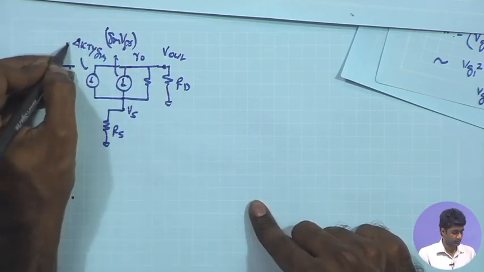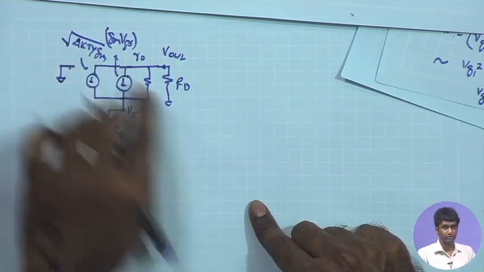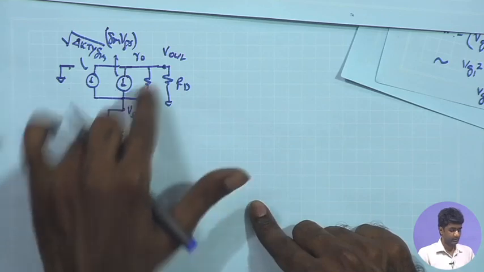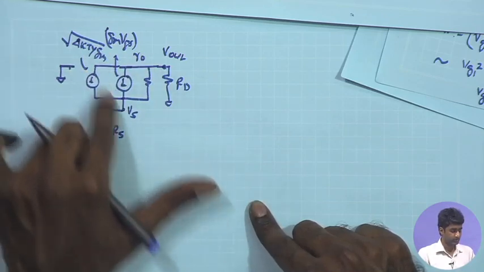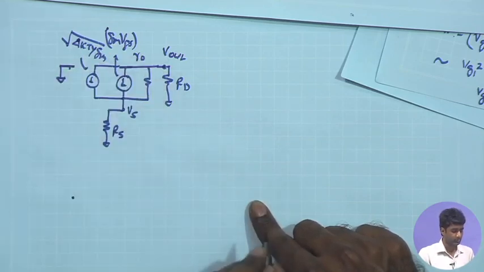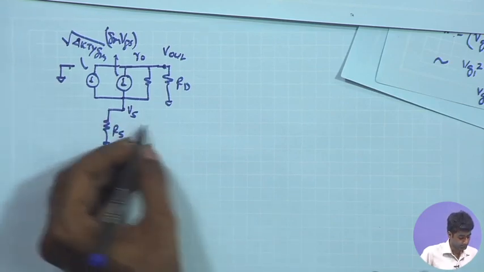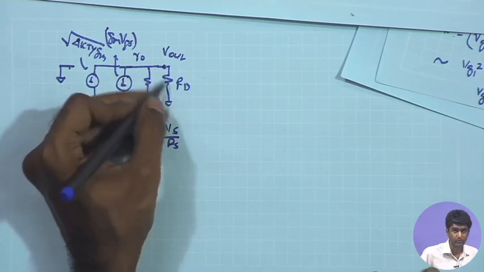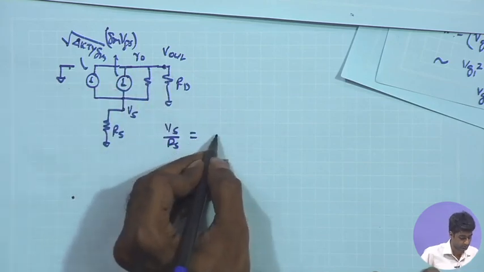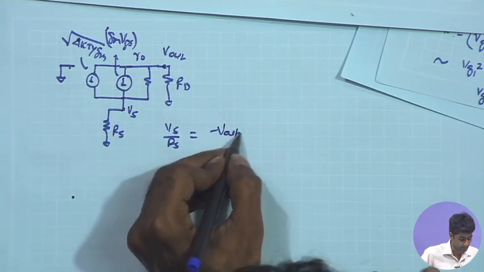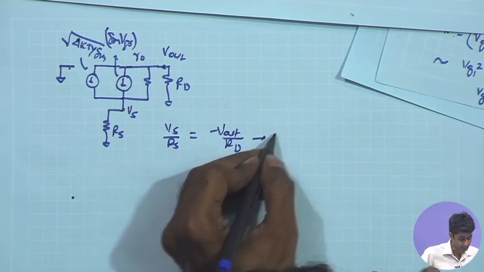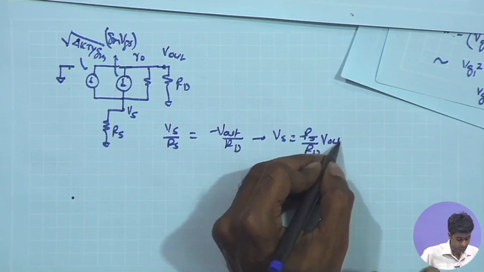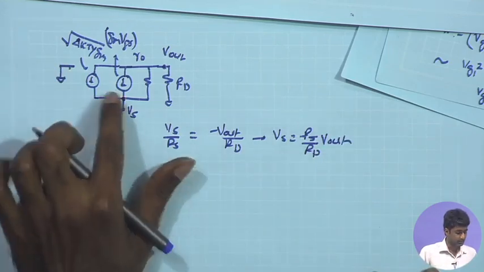So let us call it root under GM, some constant and root under GM. This is GM VGS, and then we can figure out the effect of this noise current I channel on the output. Let us look at Vs first of all. So Vs upon Rs is the current flowing in, and that must be equal to the current going into the circuit. So I can call it minus V out upon Rd. So I can express Vs as minus Rs upon Rd times V out.